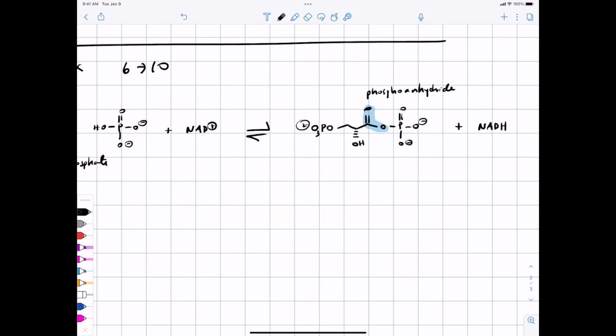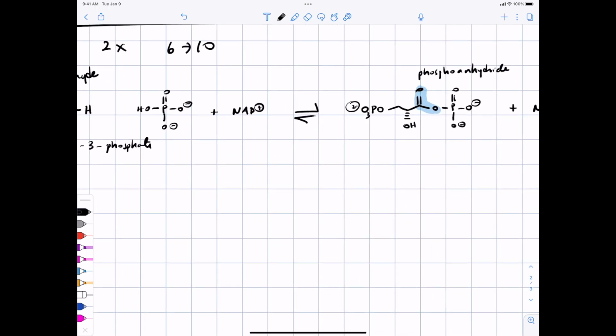The enzyme that does this is called, because this is an oxidation reaction, a dehydrogenase. Glyceraldehyde 3-phosphate dehydrogenase, or GAPDH, some people will abbreviate it as.